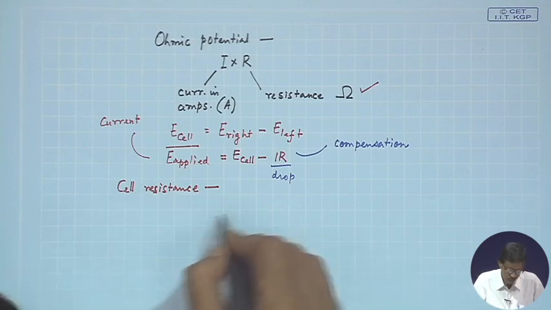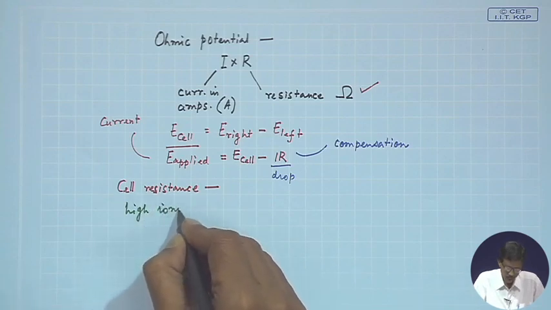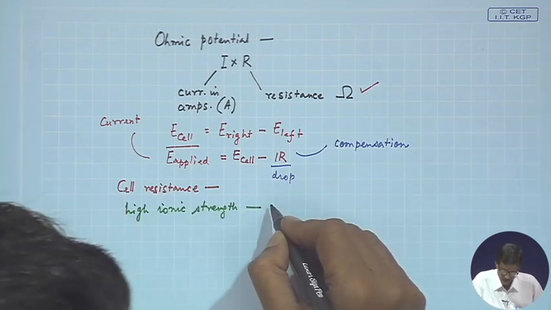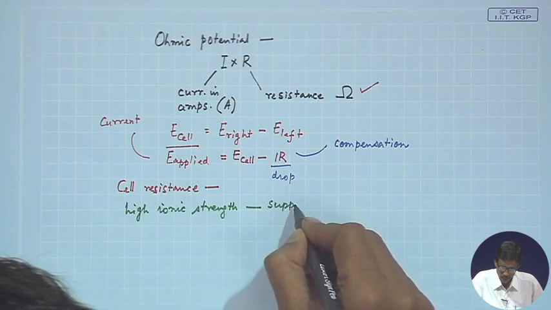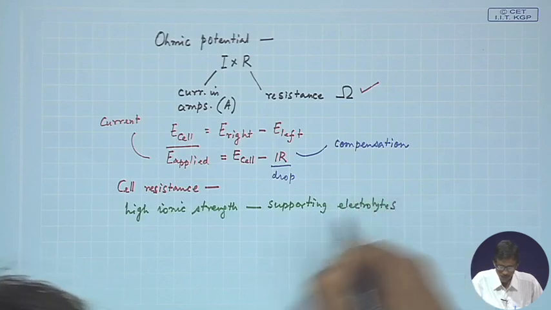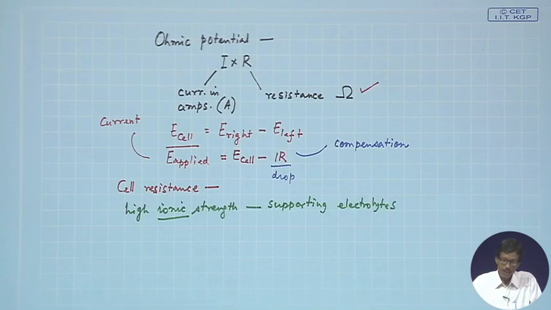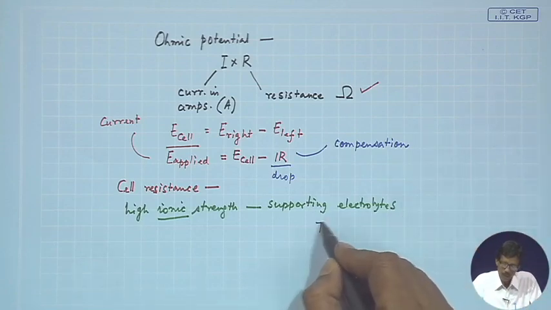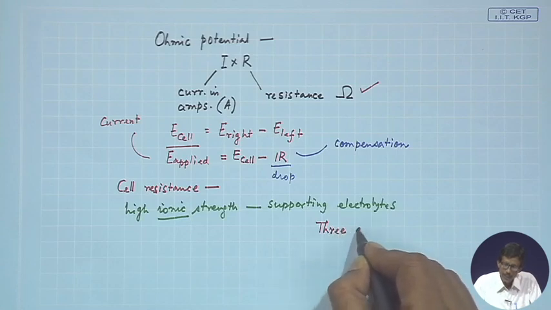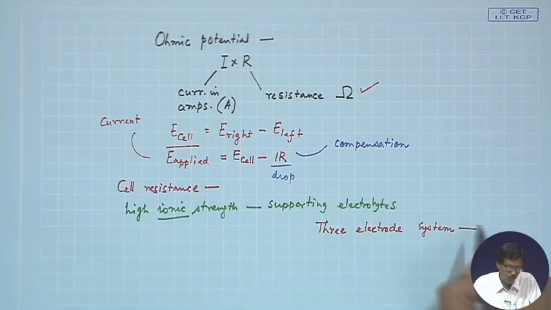If the solution has species or salt which can give rise to high ionic strength, or if we add supporting electrolytes, having high ionic strength can reduce the cell resistance. So, IR drop will be less. As a result, we go for a 3 electrode system instead of a 2 electrode system, because in cyclic voltammetric measurements also we will find a 3 electrode system, and that is very useful for the cell.